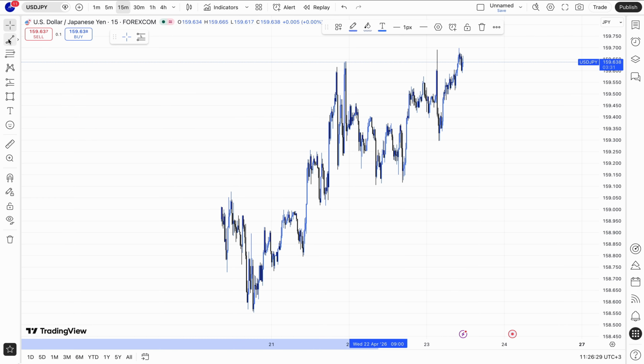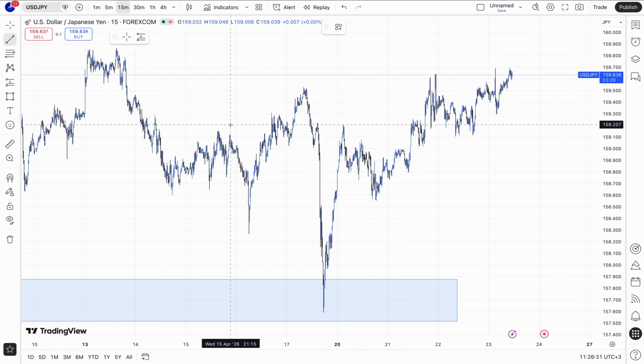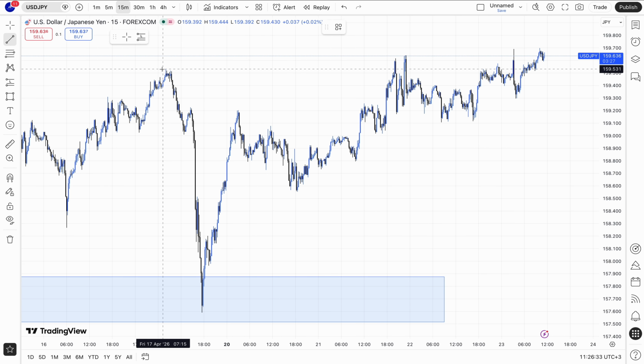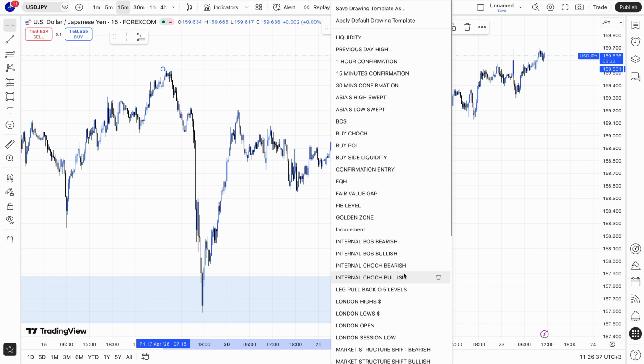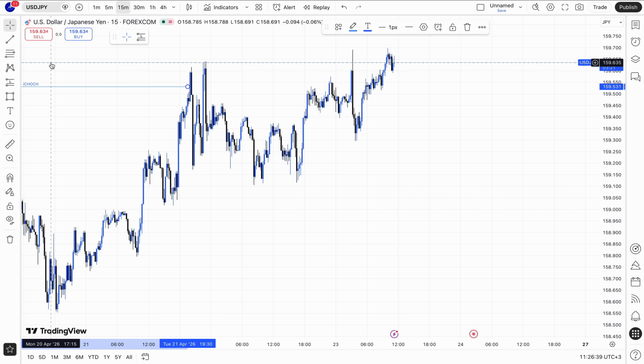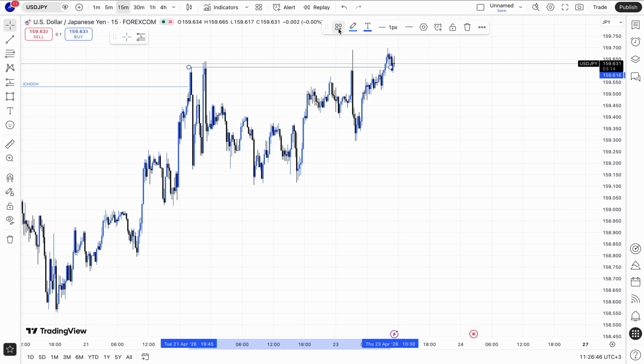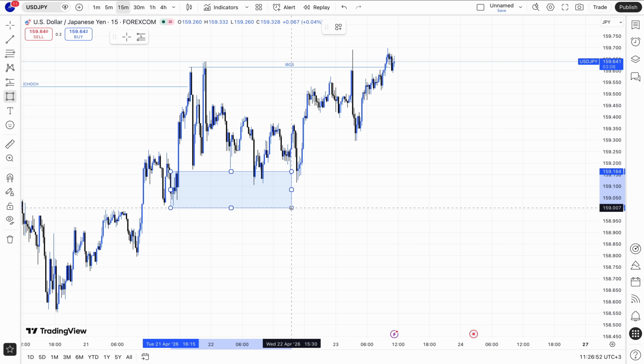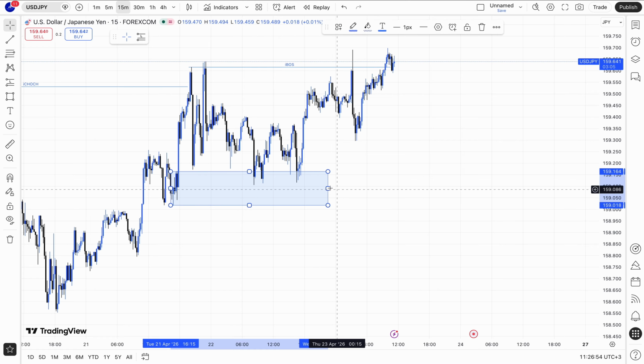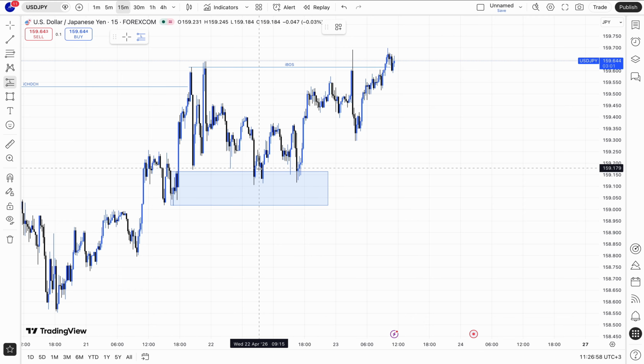Then we had to move to 15 minutes for our internal market structure. From here, we had the change of character to the upside, which is the internal market structure. And then from here, we had the break of structure to the upside. Before we got that continuation break of structure to the upside, we had a clean trade just from this order block here. It was super clean. That last sell to buy that led to the break to the upside. It was a very clean trade.